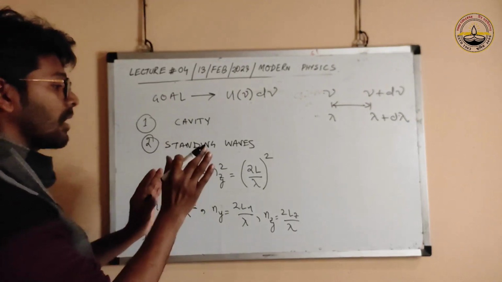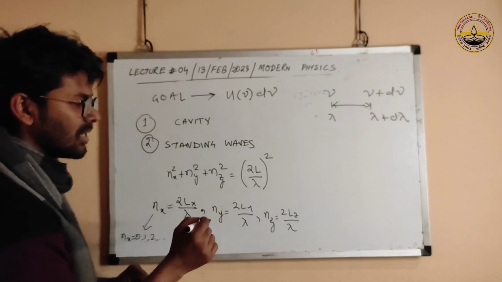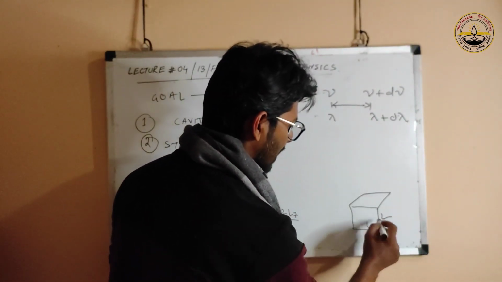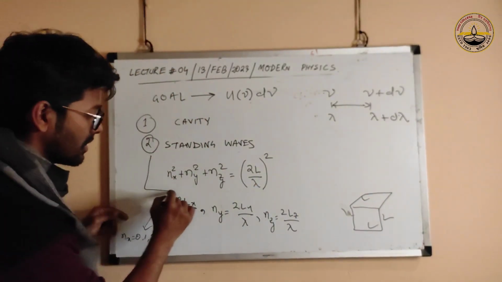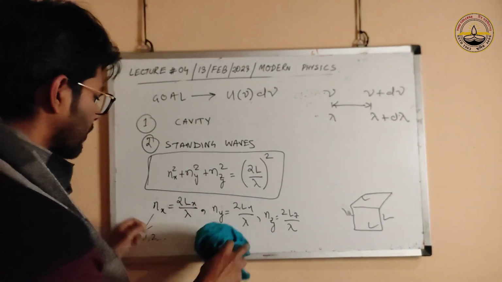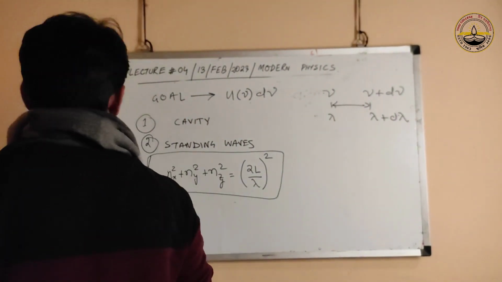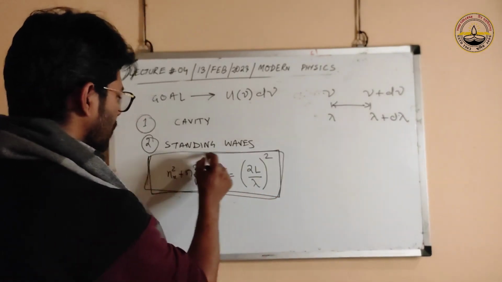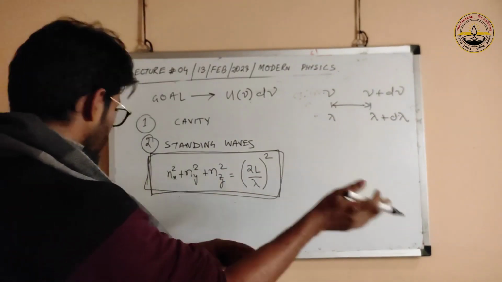2L over lambda, whole squared. Here I have considered a cube for simplicity. So lx equal to ly equal to lz equal to L. So it's a cube of equal sides, okay? So this must be the condition that has to be satisfied for standing waves inside a cube of length L. This is important. We'll be using this later, a few minutes later.